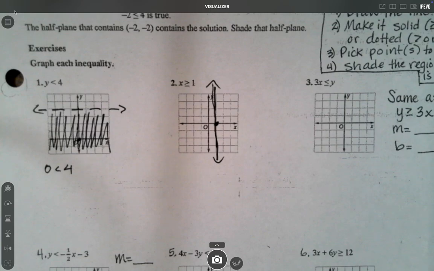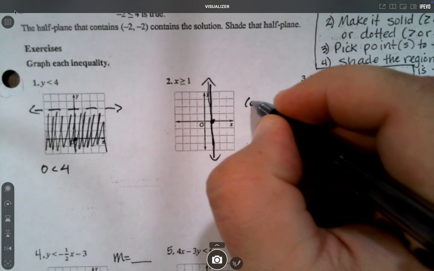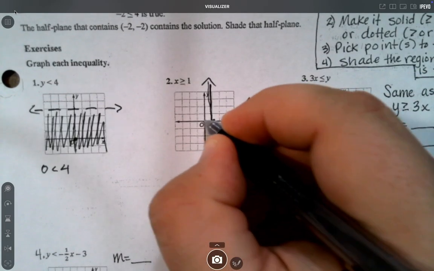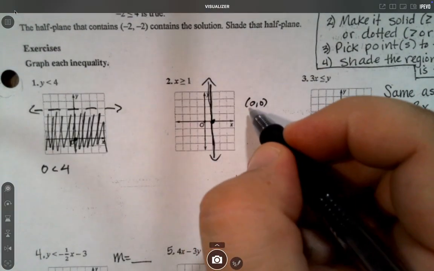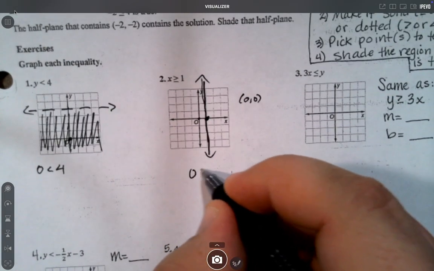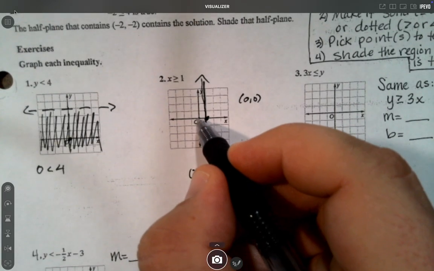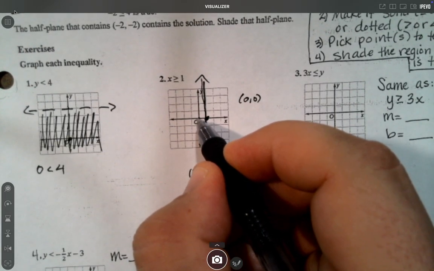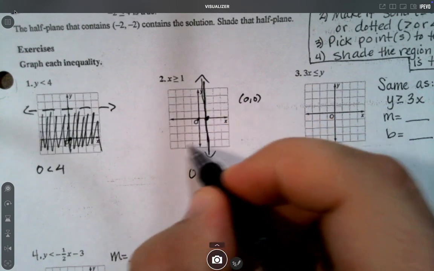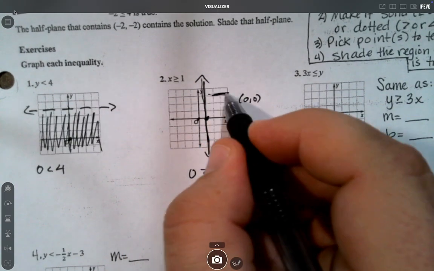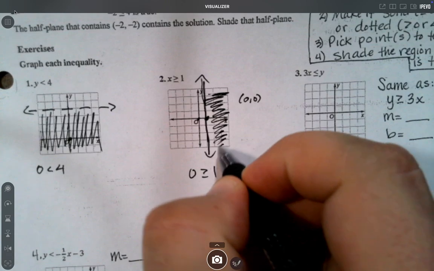So just as I did before, I'm going to choose 0, 0 as my test point. That's this right here. If I plug in 0 for x, I get 0 is greater than or equal to 1. That is not true. 0 is not bigger or equal to 1. So that means this side of the line is false. So instead of shading to the left side of the line, I have to shade to the right side of the line.